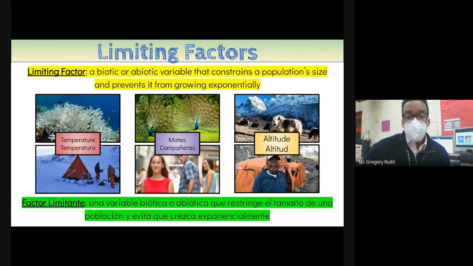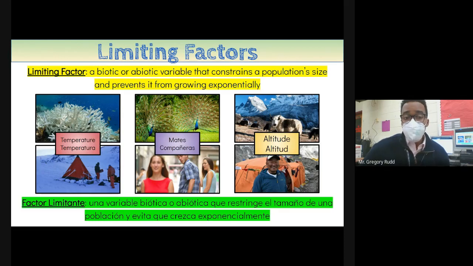Mates, you know, the ability to find, well, not a spouse, but someone to have offspring with, can also be considered a limiting factor, a biotic limiting factor. Some species are able to reproduce quickly. There are some species that reproduce multiple times in a single year. And then there are other species that might only reproduce once over the course of several years.